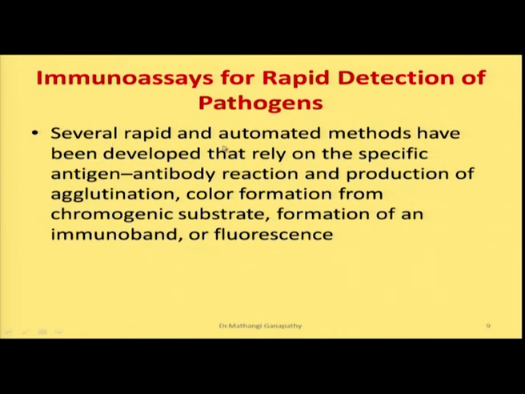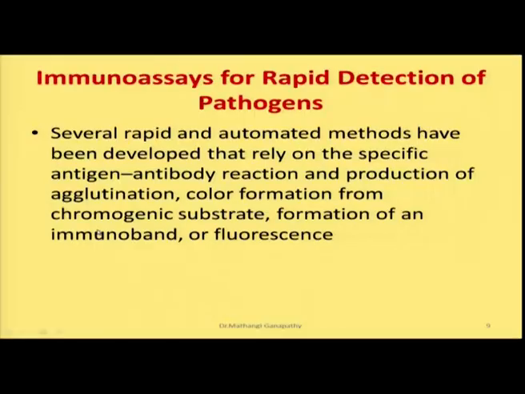The first among these are the immunoassays. Several rapid and automated methods have been developed that rely on the specific antigen-antibody reaction and production of agglutination, color formation from chromogenic substrate, formation of an immunoband or fluorescence. So, immunoassays are based on antigen-antibody reaction. For example, like your blood grouping, a typical immunological method which depends upon the protein-protein interaction.